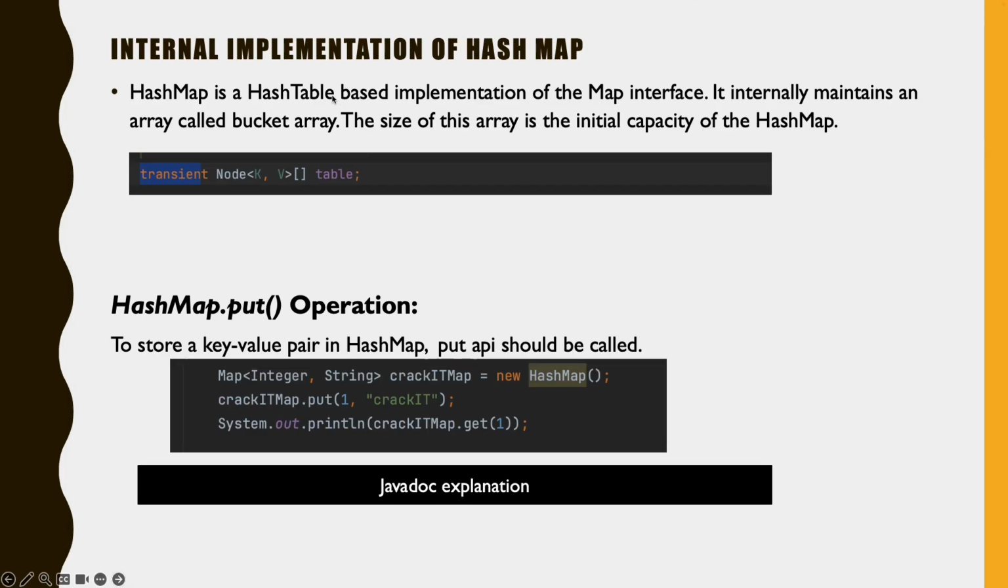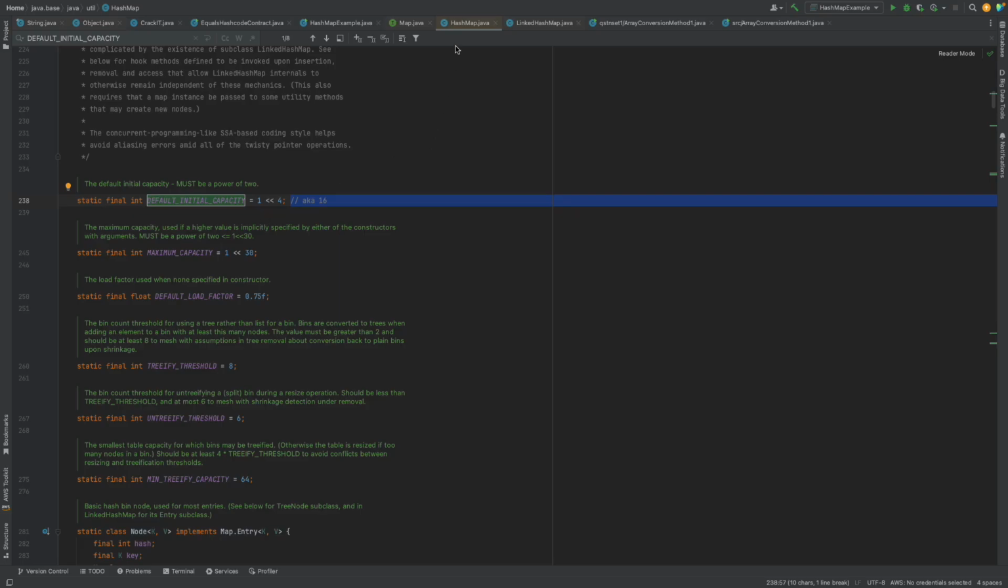Now let's discuss the internal implementation of the HashMap. HashMap is nothing but a hash table based implementation of the Map interface. What is hash table based implementation? It internally maintains an array, and that array is called the bucket array, and the size of this array is the initial capacity of the HashMap. As per our Java doc, the initial capacity of the map is 16. This is the HashMap class from Java, and we can see that the default initial capacity of the HashMap is 16.